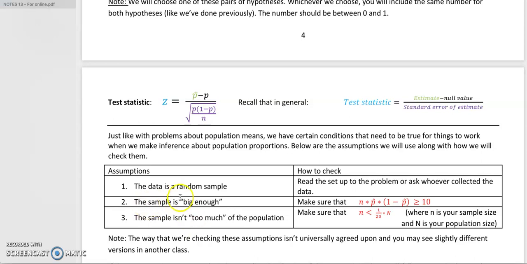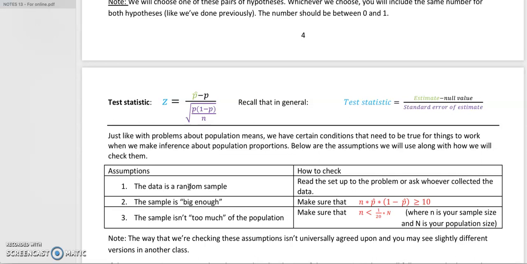So just like before, we need our data to be a random sample. The whole point of most of the statistical tests that we're doing is that we have a snapshot of our population, and it represents our population well. And if our data is not a random sample, we can't feel comfortable that that's the case. So you would read the setup to the problem or ask whoever collected the data to assess whether the data is a random sample. Our other two assumptions almost seem like they contradict each other, but I'll explain why both of these are important.